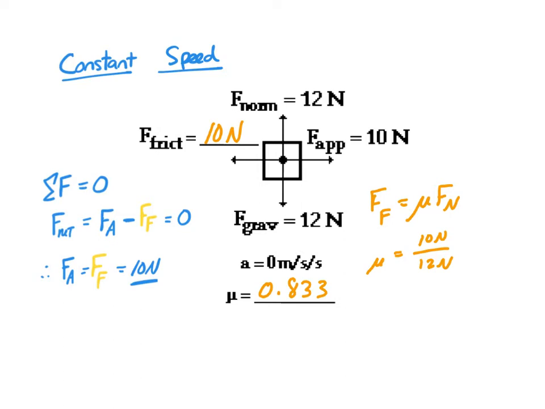If we know the friction force, it's asking us for the coefficient. So this problem is asking us to solve for the coefficient of friction. We can do that by rearranging our equation here. The coefficient is the friction force divided by the normal force. In this case, 10 newtons divided by 12 newtons gives us 0.0833.